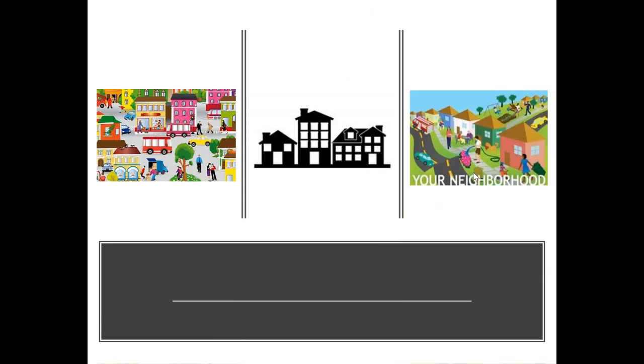Number two, what do you notice or see? Well, in the first picture, I notice a neighborhood or a town with cars and people and businesses and houses. In the next picture, I notice houses, maybe in a neighborhood. And in the third picture, it says your neighborhood, and there's cars and houses and people. So, how are all these pictures the same or similar?